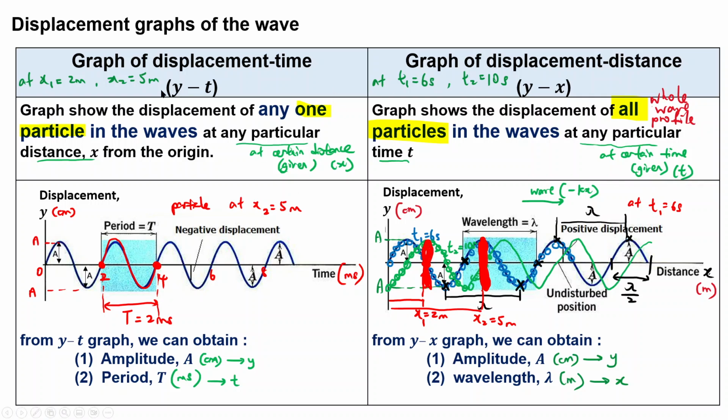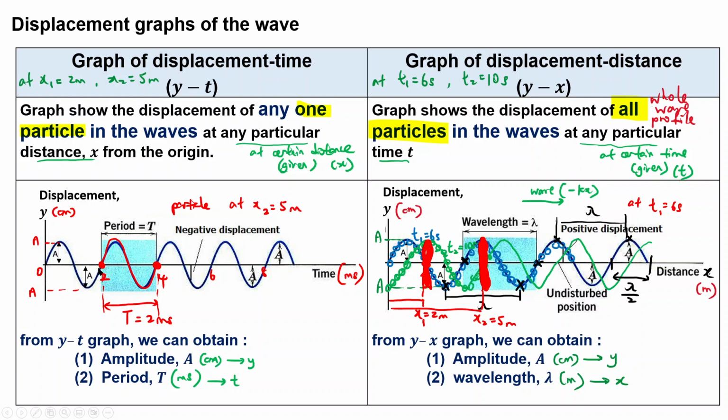So the y versus x graph shows the whole wave. It shows many particles at a certain time. Since it shows the whole wave, you can find the wavelength. Yes, the x-axis gives you the wavelength. This one shows the oscillation of just one particle at a certain distance, so you can find how much time it uses to complete one oscillation.